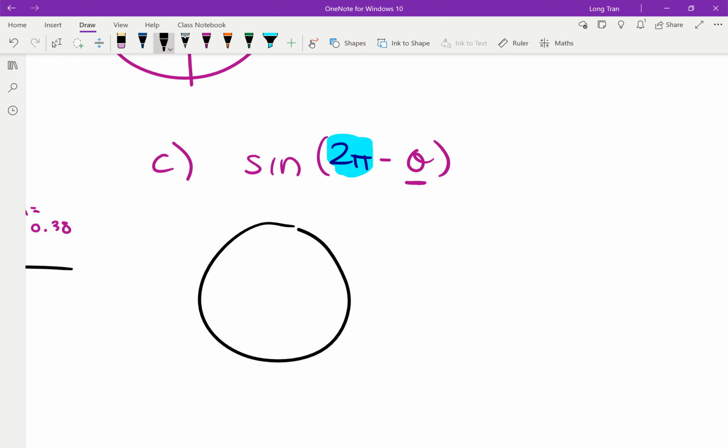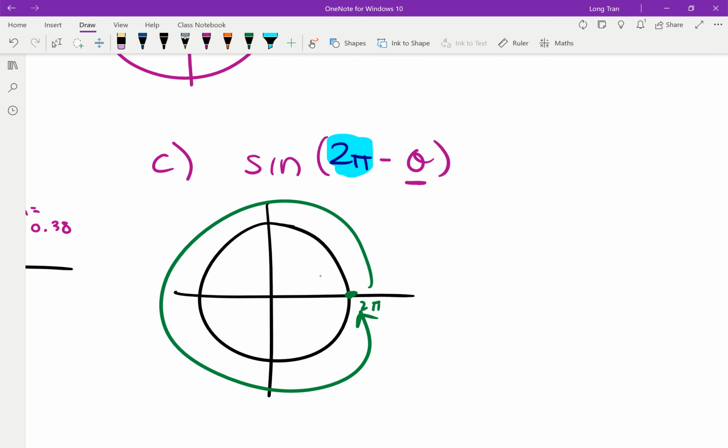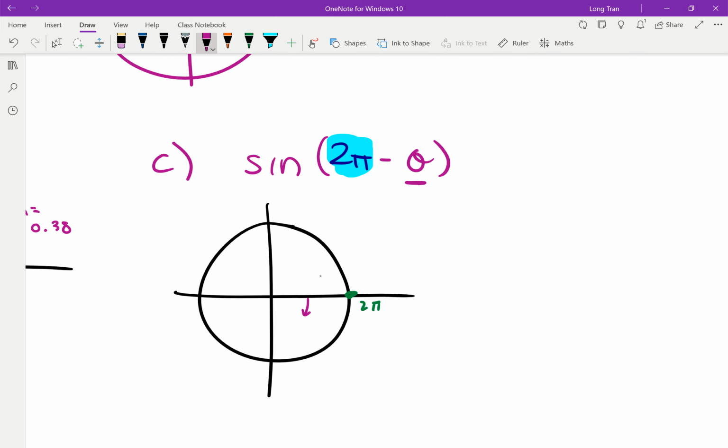So again, draw your unit circle. Where is 2 pi? 2 pi is over here. That's where 2 pi is, because you go all the way around, you land at the same spot, right? That's 2 pi, and you're minusing, so you're going back by theta. So this is my triangle. See that? So the angle theta there.